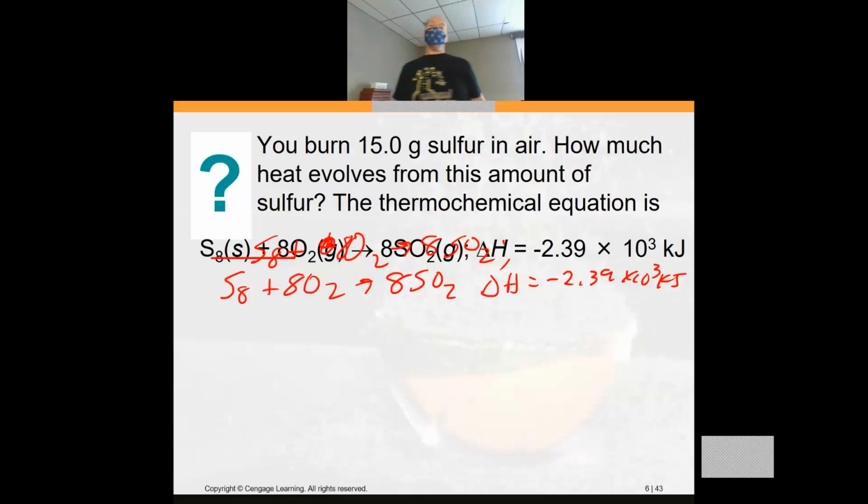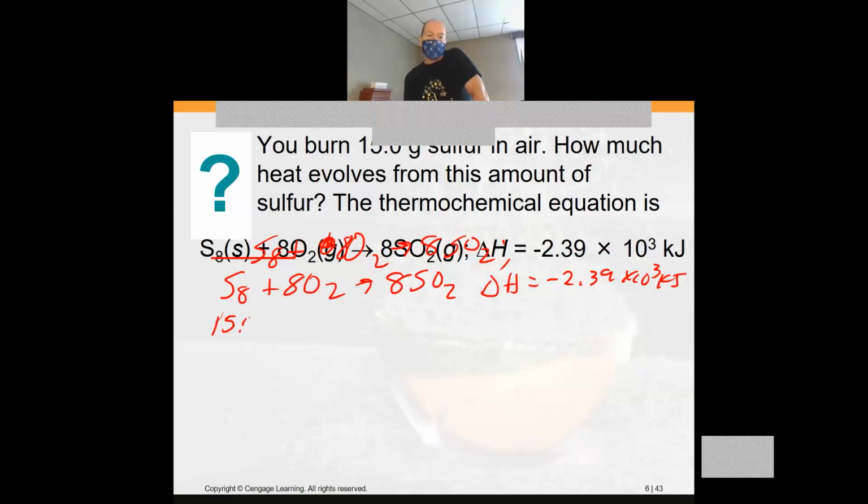Now we're not doing 1 mole of S8, 1 mole of O2, or 1 mole of SO2. We're doing 15 grams of sulfur, 15 grams of S8. What we have to see is that if we had 1 mole of S8, we get negative 2.39 times 10 to the third kilojoules of heat released. So we have to convert our 15 grams into moles.